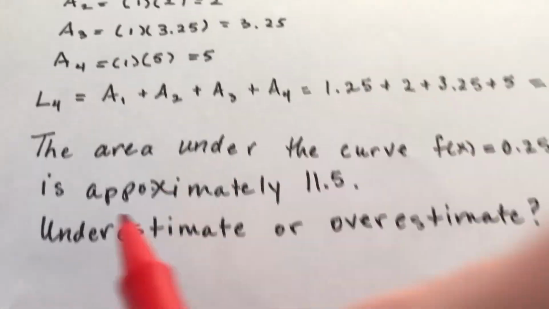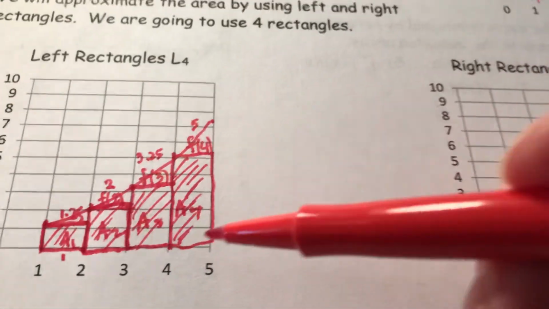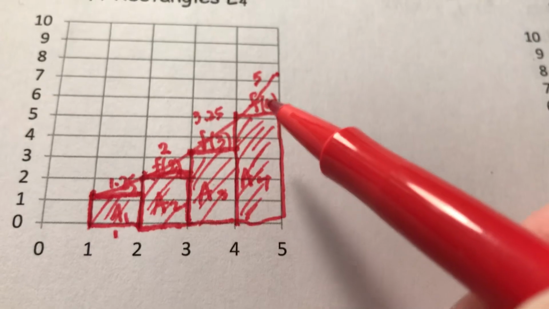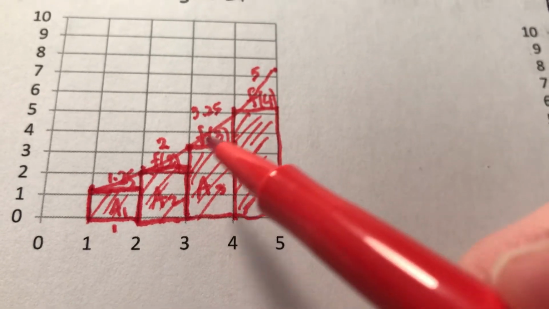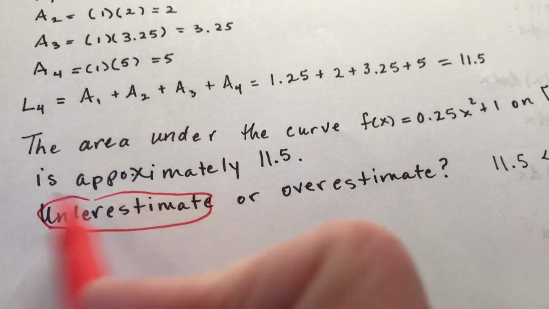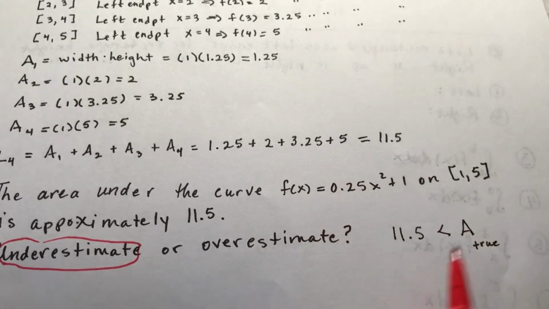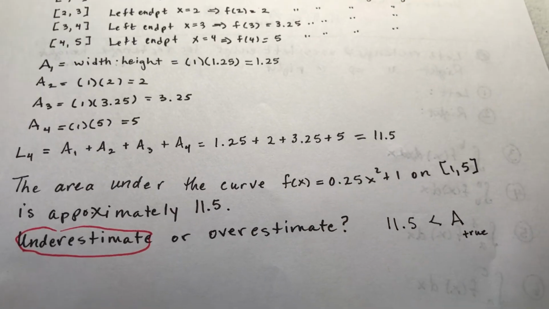Now the question is, is this an underestimate or an overestimate? Is this less than the true area, or is it more? And you'll see that there are these little corners that are open. So this is an underestimate. I'm going to write underestimate here. And the 11.5, so the value we got, is less than the true area. We're going to come back and do a write.